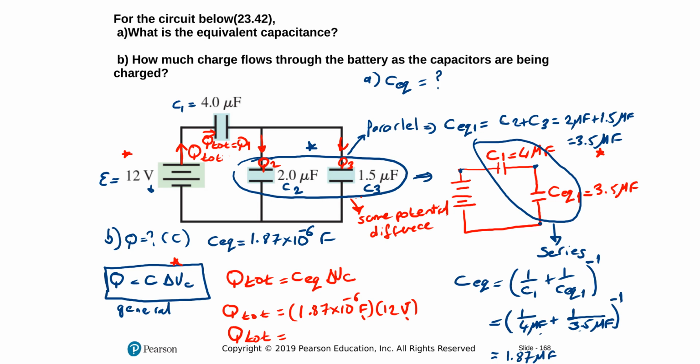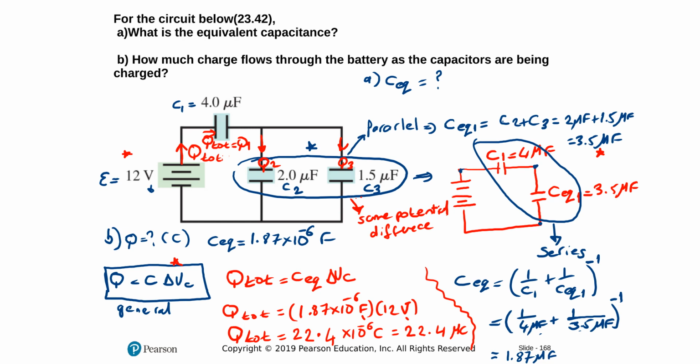And once I do that calculation, I'm going to find 22.4 times 10 to the -6 coulomb. Now I can convert this to microcoulomb if I like. This is in micro, 10 to the -6, so I'll have 22.4 microcoulomb. I can also write it in that form.